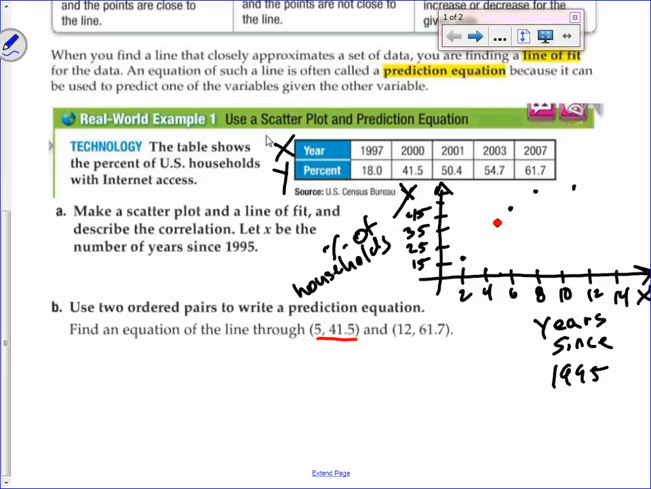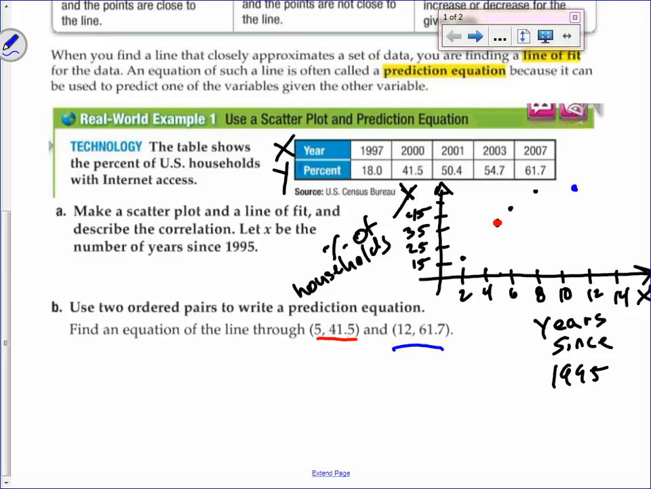And in blue, we'll highlight the other point. We're going to use 12 and 6. That's our last one. And I'll highlight that in blue. Okay. So we're going to use those 2 points to find the equation of a line, a prediction line.